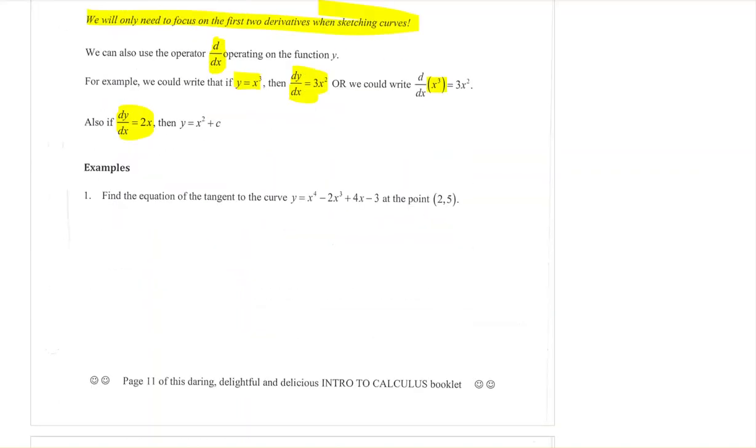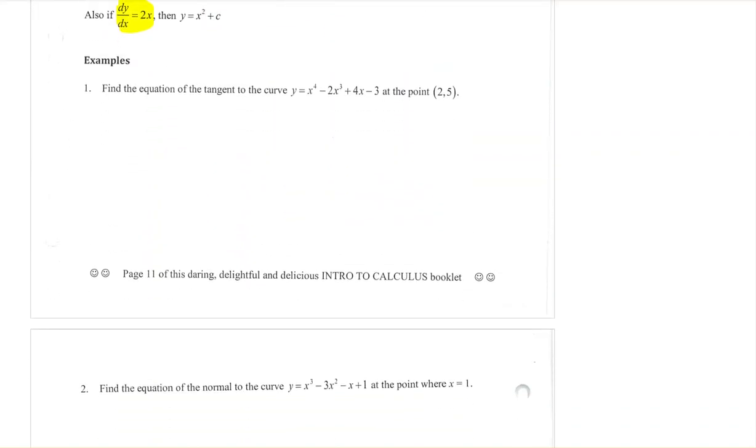Okay, let's do some questions. Question number 1. Find the equation of the tangent to the curve, and we're given y equals x to the power of 4 minus 2x cubed plus 4x minus 3 at the point 2, 5. So if I want to find an equation, I need to know a gradient, which means I need to differentiate. So using our short method, our gradient, which I'm going to call y dash, equals.